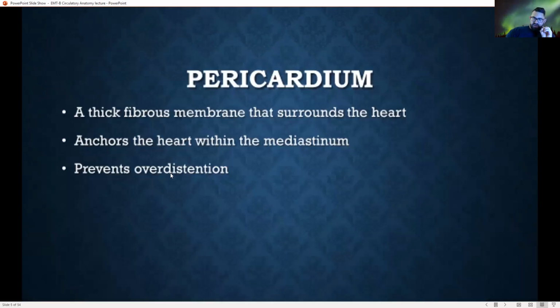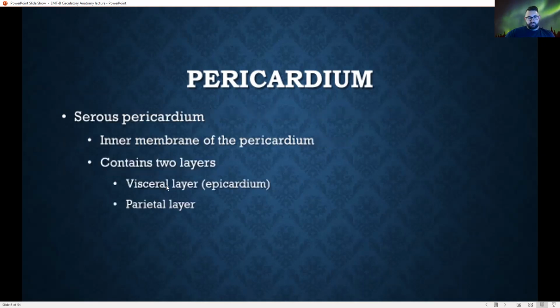Pericardium, again, is a thick fibrous membrane sac that surrounds the heart. What does peri mean? It's around. So it surrounds the heart, anchors the heart within the mediastinum, prevents over distension. Over distension means it cannot swell and burst out because the pericardium protects it from doing that. And then we have the serous pericardium. It's an inner membrane of the pericardium that contains two layers, a visceral layer and a parietal layer.